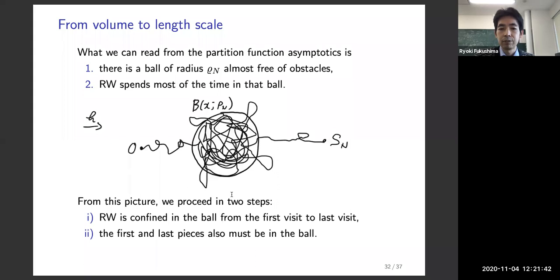And from this global picture, we proceed in essentially 2 steps. First, we are going to prove that the random walk from the first visit to the ball to the last visit to the ball, so we are looking at the bulk of the random walk, should be confined in the ball. So there are excursions starting and ending in the ball. These excursions shouldn't exist. This is the first step. And after doing that, in the second step, we are going to prove that the first piece and last piece also must be in the ball.